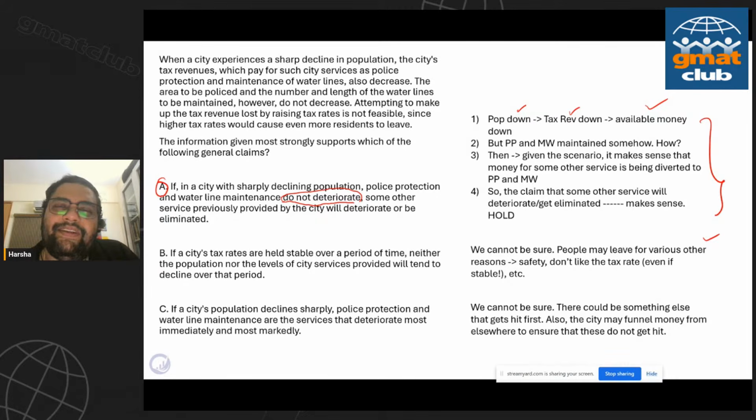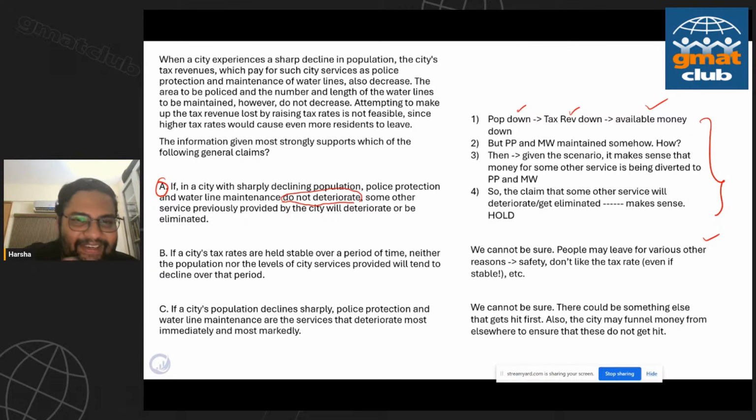Then you have to ask the question, how is that possible? Because you are short of money at some level, right? I'm not increasing the tax. Think about that scenario. It makes sense to say that perhaps I am siphoning money, funneling money which was otherwise devoted to some other services and diverting it into police protection and water maintenance. It kind of makes sense, right? So for those of you who didn't see choice A, are you seeing the logic here?